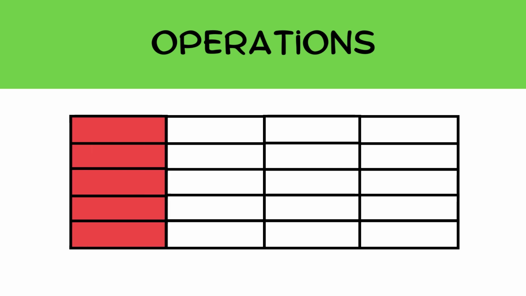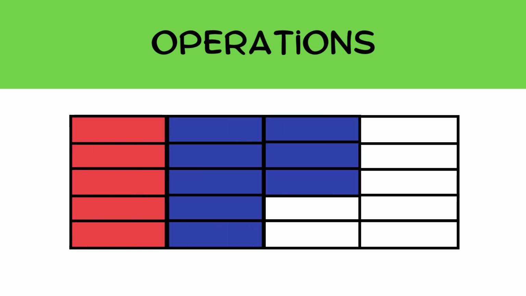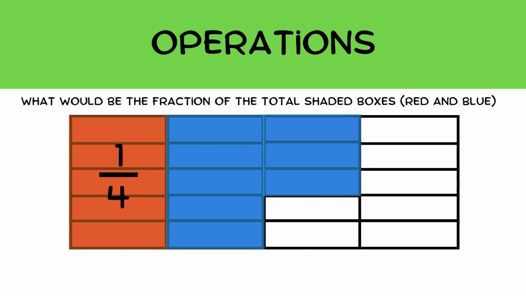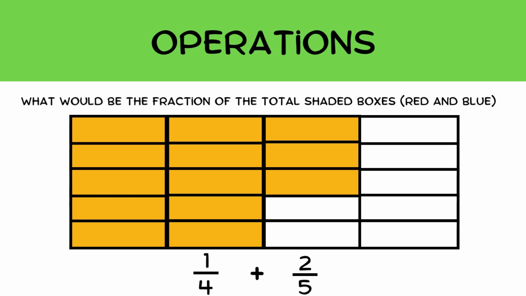If we cover 5 of them in red and 8 of them in blue, what would be the fraction of boxes shaded? Firstly, we know that in red, the fraction is 5 over 20, which is 1 over 4, and in blue, the fraction is 8 over 20, which is 2 over 5. If we add each shaded box, we will get 13, which will be a fraction of 13 over 20.